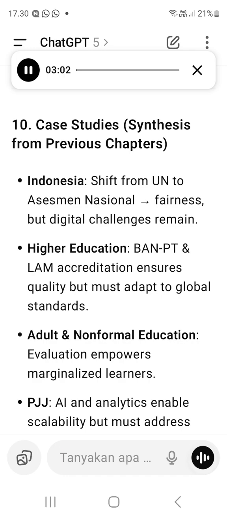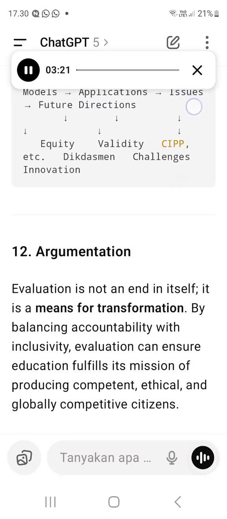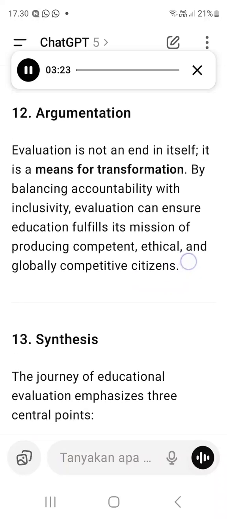Higher education. BAN-PT and LAM accreditation ensures quality, but must adapt to global standards. Adult and non-formal education, evaluation empowers marginalized learners. PJJ, AI and analytics enable scalability, but must address ethics and equity. Illustration, comprehensive evaluation framework.